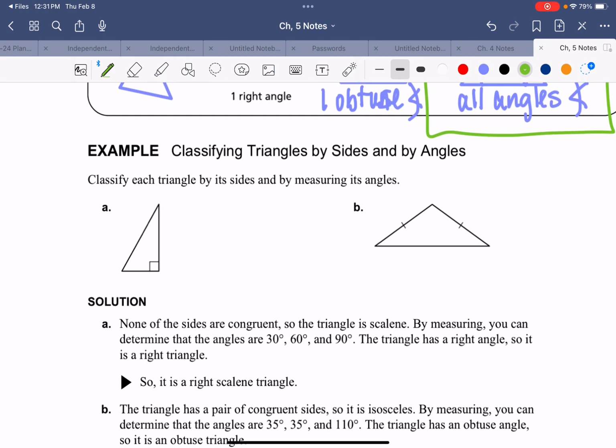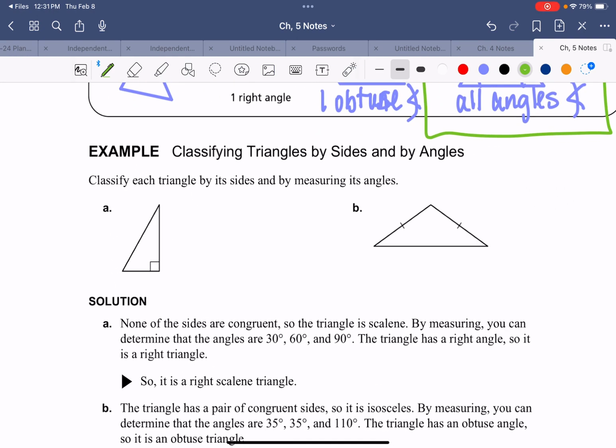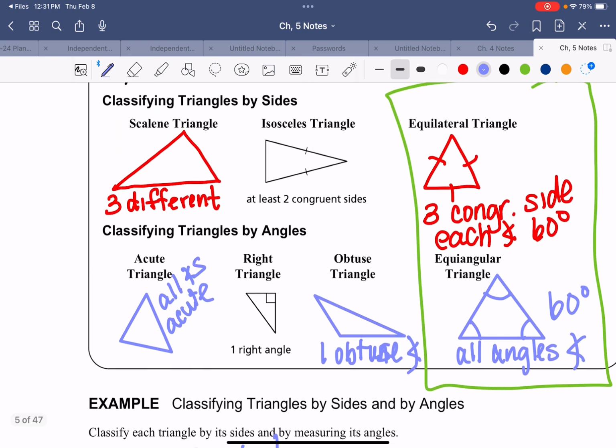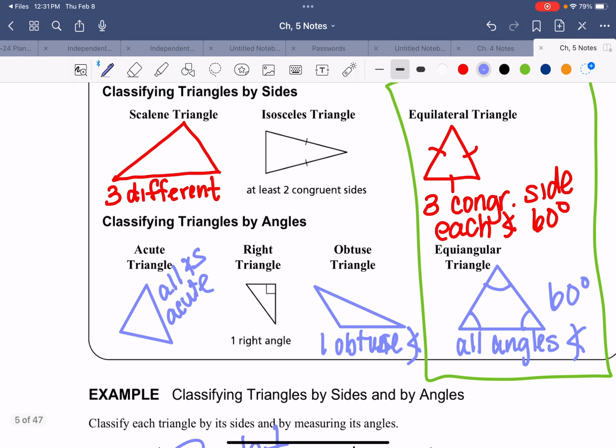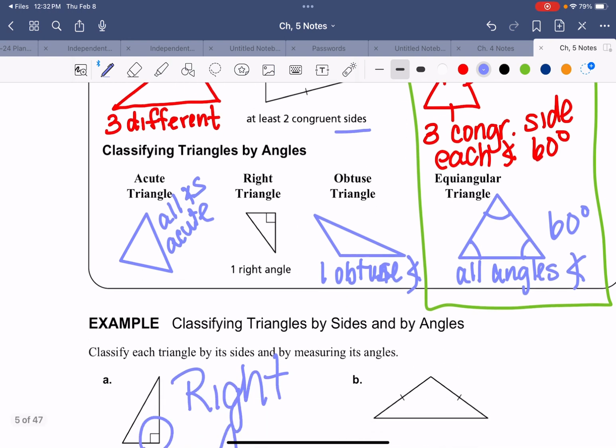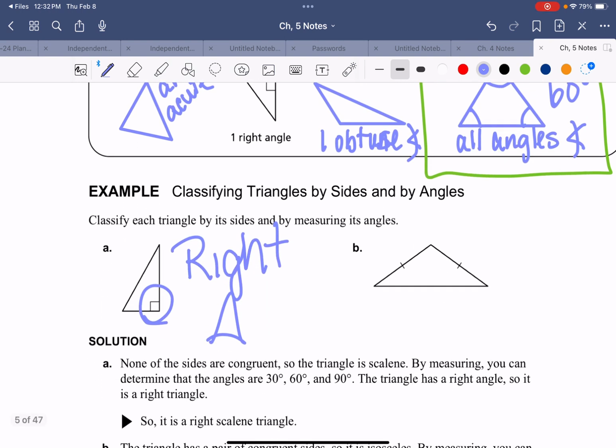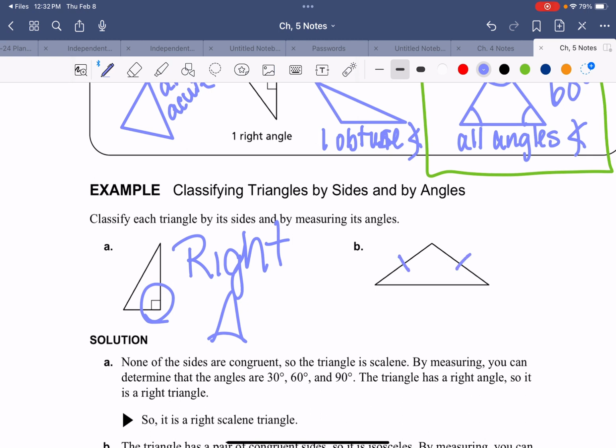Okay, so let's classify these triangles by sides and angles. If we look at this first one, I've got a right angle. So this is a right triangle. I skipped over it up top: an isosceles triangle has at least 2 congruent sides. So we either have none or 2. Here, I've got my little congruent marks, which tell me I have 2 sides congruent. So this is an isosceles triangle.